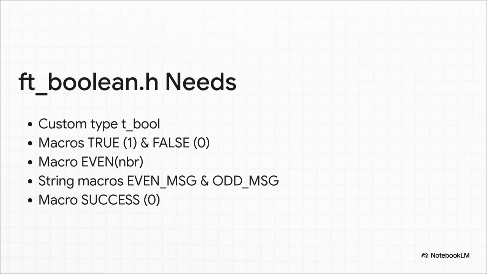In exercise 01, you're given a specific main function to compile, but it's missing some pieces. To make it actually work, you've got to define these specific custom elements inside your ft.h file. You'll need a custom Boolean type, which you usually do with a typedef int or an enum, along with macros for true as 1 and false as 0. You're also going to need an even macro that uses the modulo operator to check if a number is divisible by 2, plus some specific string messages for even and odd, and a success macro that returns 0. Basically, it's all about defining the vocabulary your program's going to use.